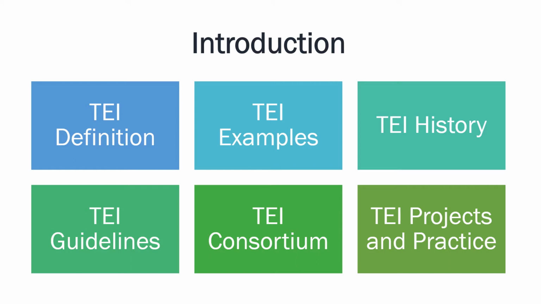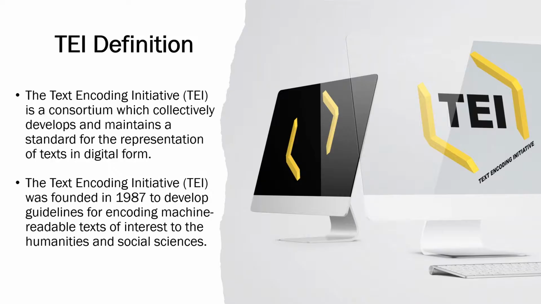This will include well-known projects that encode text using TEI and some practice opportunities provided by TEIbyexample.org. Let's begin by looking at the definition of TEI. The Text Encoding Initiative is a consortium which collectively develops and maintains a standard for the representation of text in digital form. The Text Encoding Initiative was founded in 1987 to develop guidelines for encoding machine-readable text of interest to the humanities and social sciences.